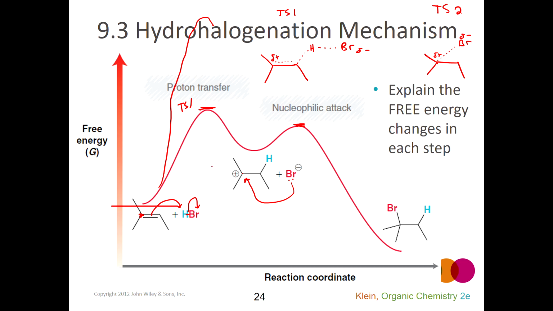So how would this look if it had gone through the anti-Markovnikov route? Well, if it were anti-Markovnikov, then the hydrogen would have been added to the other carbon. So if we looked at the first transition state there, the hydrogen would have started to add here and would have started to pull electrons away from the secondary carbon.